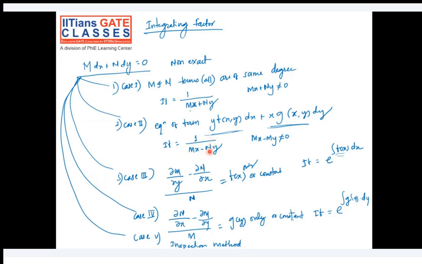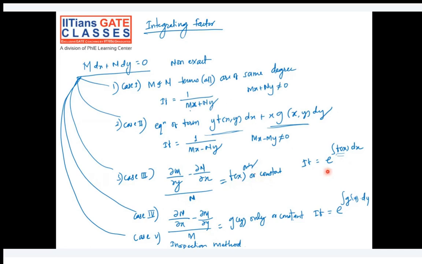Case number 3, if differentiation of M with respect to Y, so basically you already calculated differentiation of M with respect to Y and differentiation of N with respect to X. If they are the same, their subtraction will be zero, right? And it will be exact, so you don't have to worry. But if they are not the same, then check whether their difference, that is differentiation of M with respect to Y minus differentiation of N with respect to X, divided by N, is creating a function of X only or a constant. If it is the case, then e to the power integral of f of x dx will be the integrating factor.